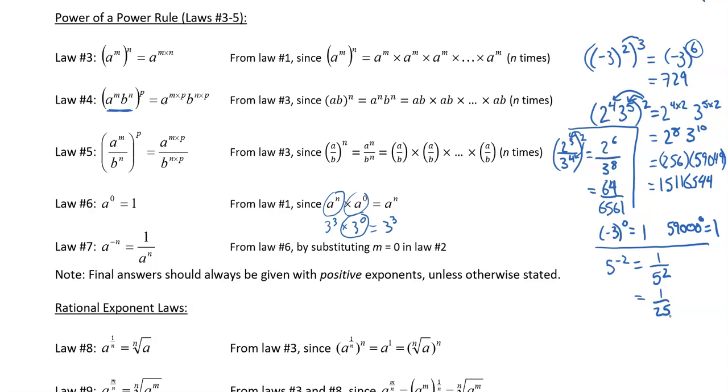Now some of you might need a little more convincing on law 6 and 7. So what I'm going to do is I'm just going to scroll down here and show you one other way to think about law number 6 and 7 that hopefully will be helpful. I'm going to do that with powers of 2. If you have 2 to the power of 3, that's equal to 8. 2 to the power of 2 is equal to 4. 2 to the power of 1 is equal to 2. Well, what's 2 to the power of 0? And what's 2 to the power of -1? What's 2 to the power of -2?